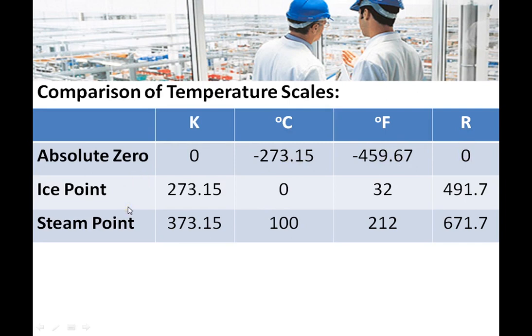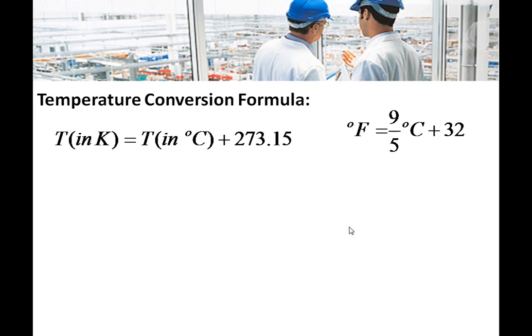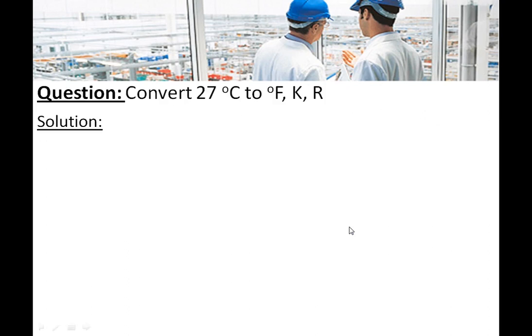And these are the ice point of water and the steam point of water in the different scales. And these are the temperature conversion formulas which I have discussed. As a summary I am mentioning here: Kelvin to centigrade conversion, Fahrenheit to centigrade, Fahrenheit to Kelvin, and Rankine to Fahrenheit. One temperature scale to another scale can be easily converted by using the formula. So if you want to convert 27 degrees centigrade to Fahrenheit, Kelvin and Rankine, these are the formulas which you need to use.